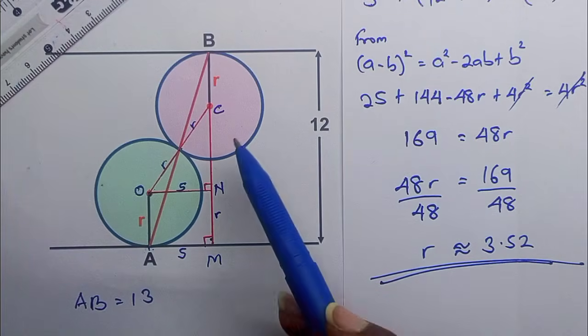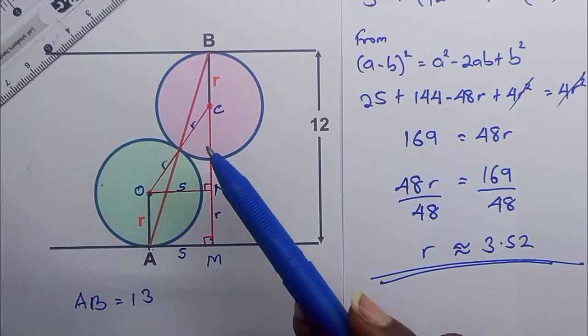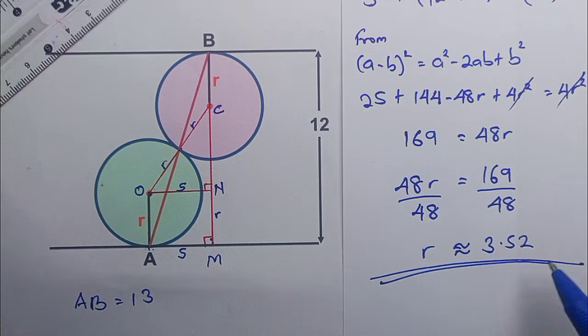So the radius for the two circles is 3.52.